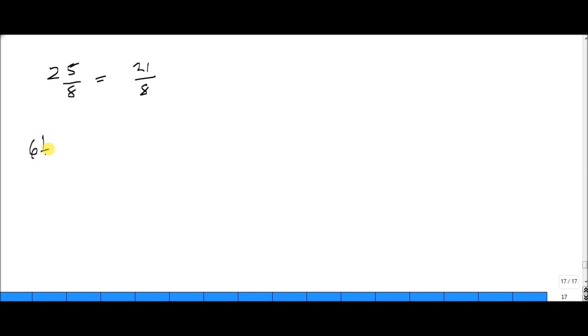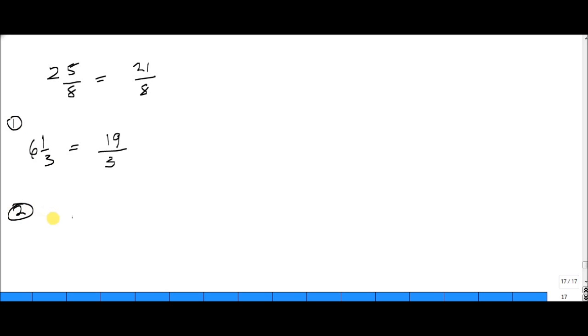They have 6 and 1/3, and we need to change this from a mixed number to an improper fraction. So we would say 6 times 3 would give us 18. 18 and 1 would give us 19 over the denominator 3. So this is number 1.